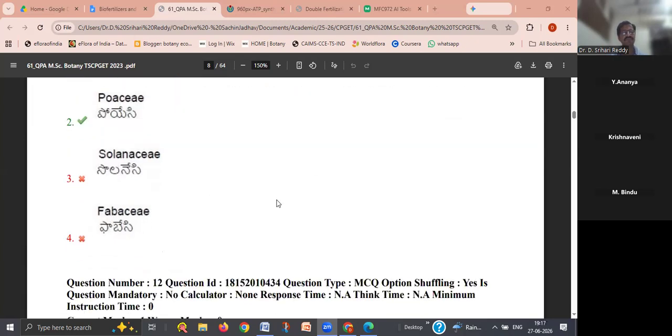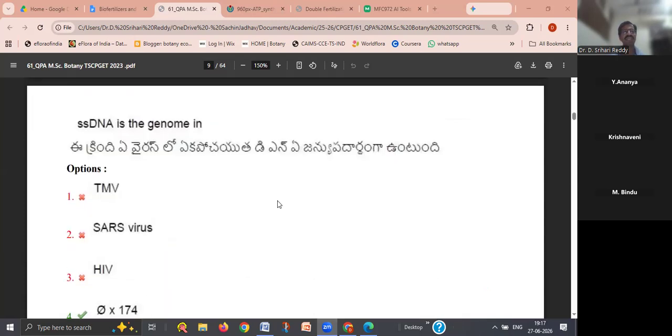Next, single strand DNA is the genome in. Okay, single stranded DNA, already we discussed about this. What are the genetic materials which are present in TMV? In TMV, it is a single strand RNA, not DNA.